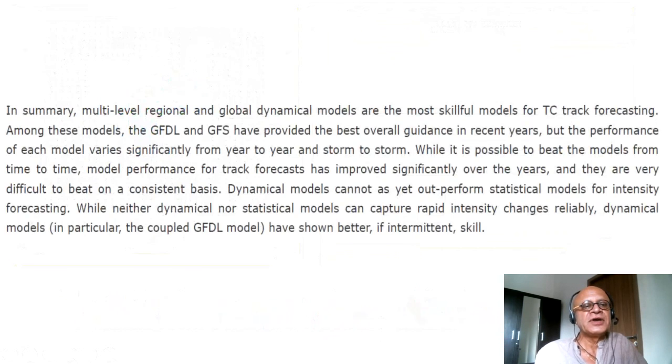Okay. In summary, multi-level regional and global dynamical models are the most skillful models for tropical cyclone track forecasting. Among these models, the GFDL and Global Forecast System at NOAA NCEP have provided the best overall guidance in recent years, but the performance of each model varies significantly from year to year and storm to storm. While it's possible to beat the model from time to time, the model performance for track forecasts has improved significantly over the years, and they are very difficult to beat on a consistent basis. So they have gotten really good.